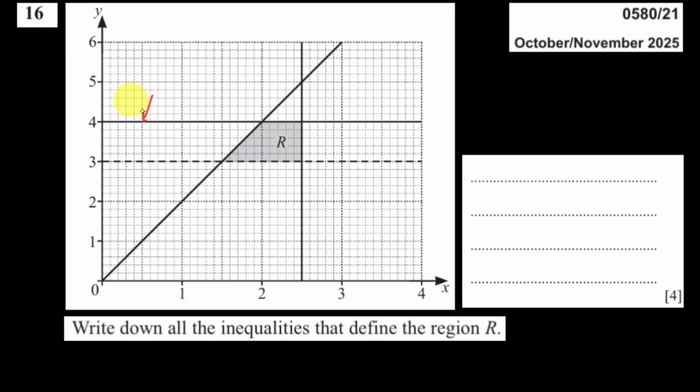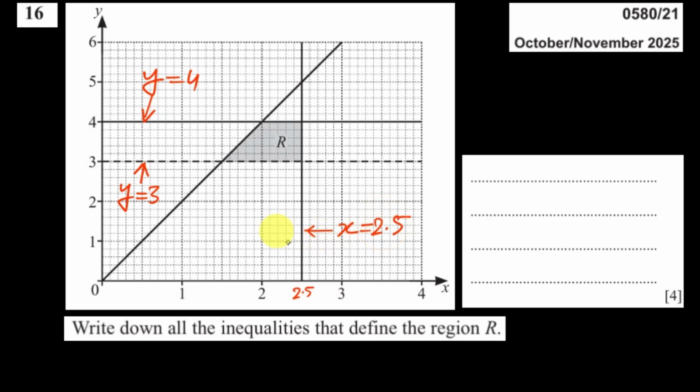Let's see first this boundary here, this line. The equation of this line is parallel to the x-axis and it intersects the y-axis at 4. So we can just write y is equal to 4. Similarly, this line intersects the y-axis at 3, so the equation of this line will be y is equal to 3. Now let's see the equation of this line here. This line is parallel to the y-axis and it intersects the x-axis at 2.5. So the equation of this line will be x is equal to 2.5.